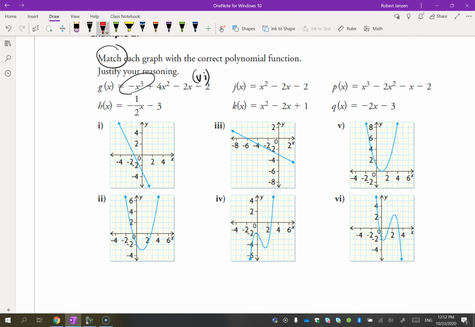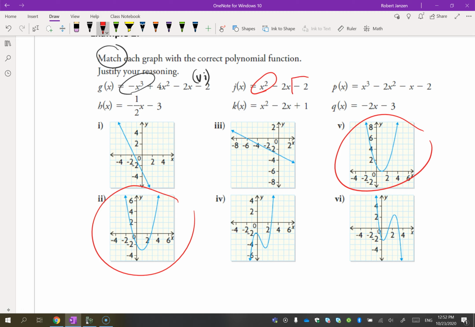Let's look at the next one. This one is a parabola. So I see 2 parabolas here. They both open up, so I have to decide which one is the correct one. Well, if I look at the Y-intercept, it's negative 2. Which one of these graphs has a Y-intercept of negative 2? Well, now you can see this one has to be the second one.